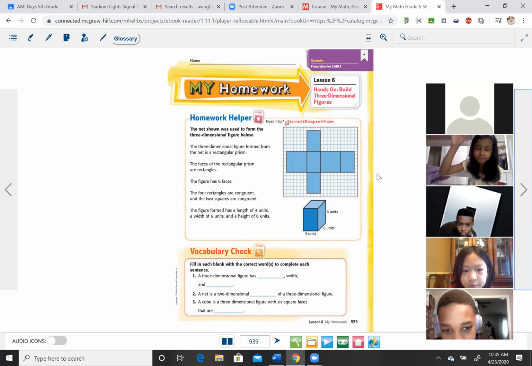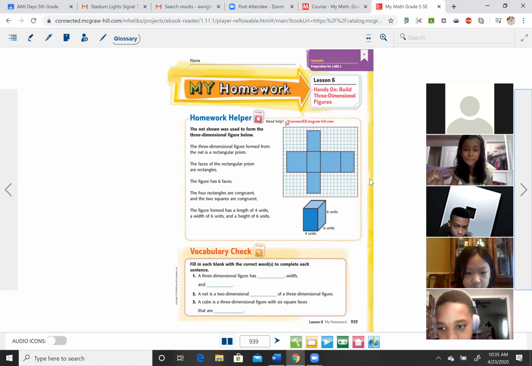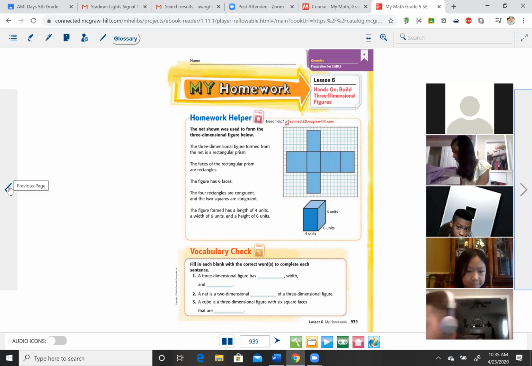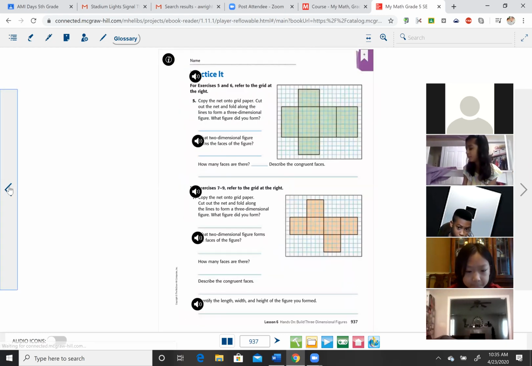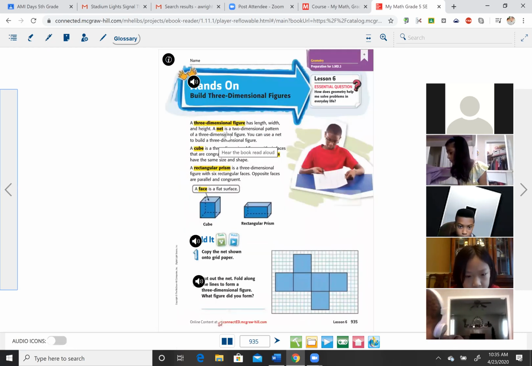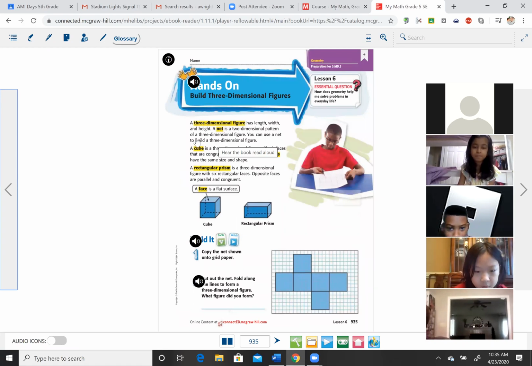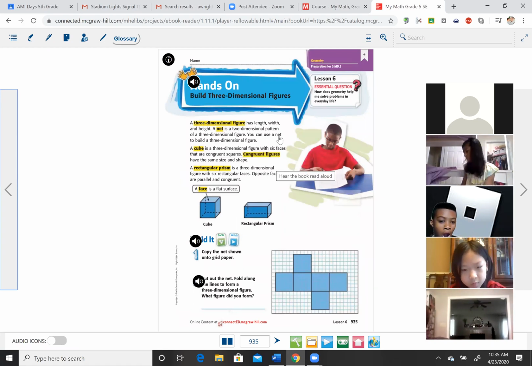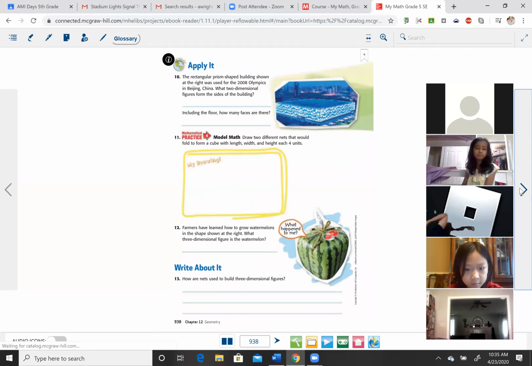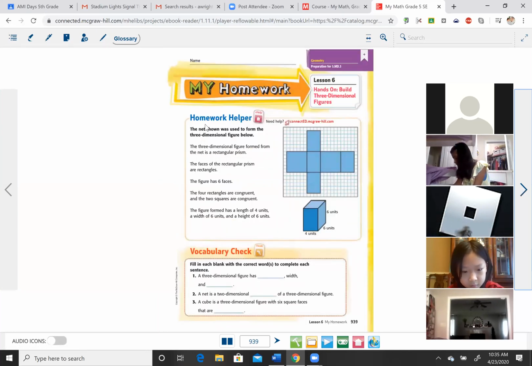Saloni. Yes, ma'am. It wants you to use the word pattern, because if you go to page 935, that's what it says at the top. Is that what it says? Yeah. A net is a two-dimensional pattern of a three-dimensional figure. Boom. Perfect. Thank you, Saloni. You're welcome. So that's what I would put for number 2. Remember, those vocabulary words are still going to be there for you. So if you need to go make them back a reference point, you can.